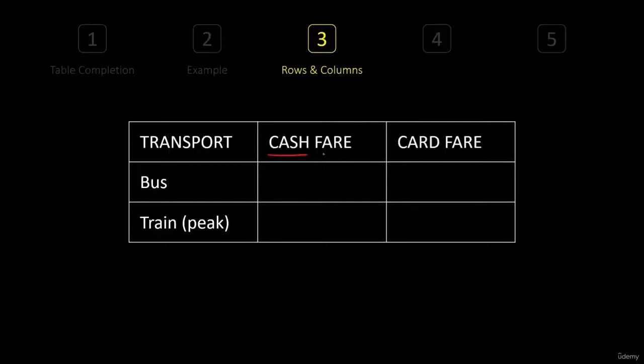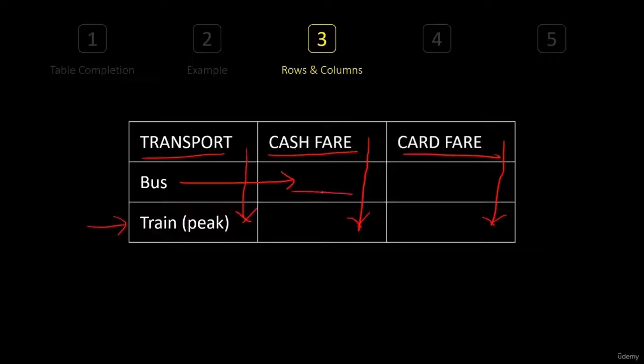If you look here, we have cash fare, card fare. So when they talk about cash fare, they're going to talk about this column. When they talk about card fare, they're going to talk about this column. When they talk about transport, what kind of transportation is used, we are going to talk about this column. Now look at the rows. When they talk about bus, cash fare, they're going to talk about this row. In the same way, for train in peak, they're going to talk about this row. The rows and columns will provide you information about what will be here. Or in a way, you can predict from here using rows and columns.